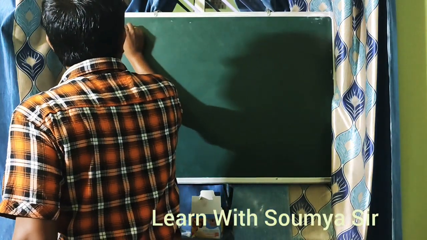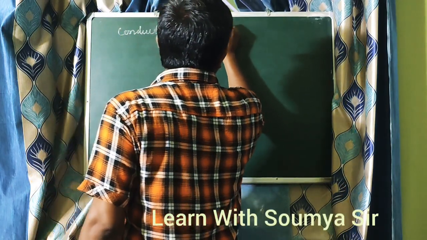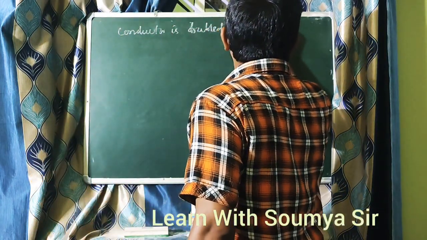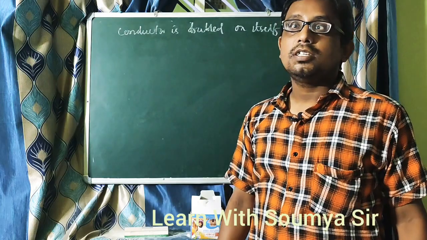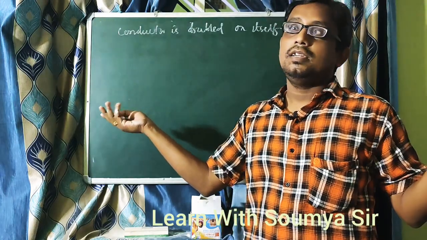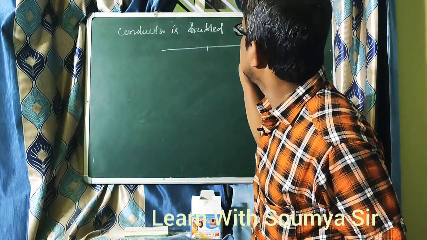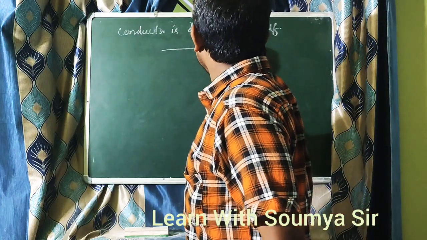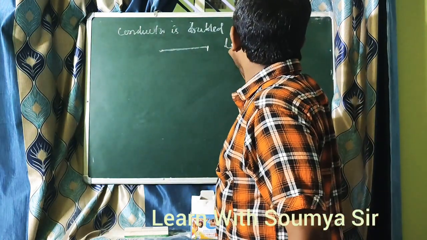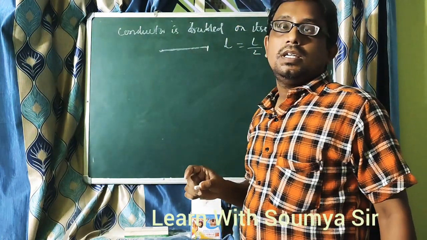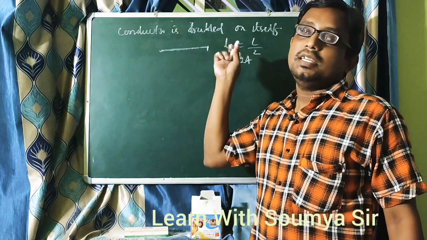Next condition: the conductor is doubled on itself. It means we take a wire and fold it from the middle, taking this side onto that side. Then you will find the length becomes half, L becomes L/2, and the area becomes 2A. Is it clear? Length becomes L/2, area becomes 2A.